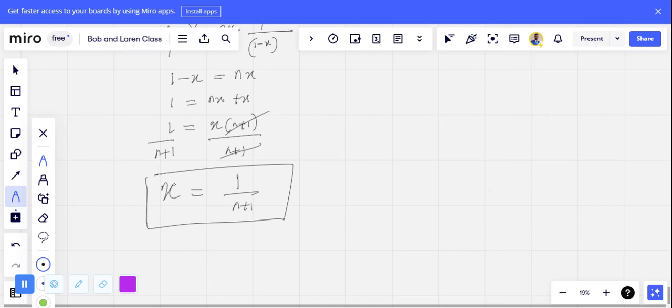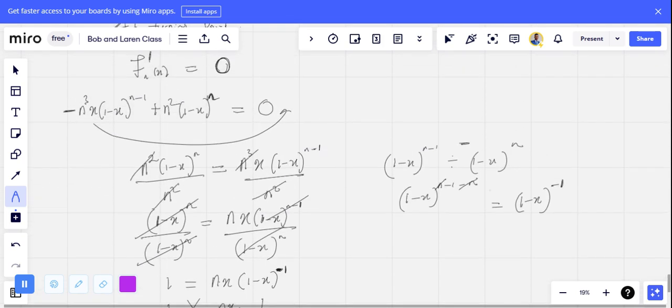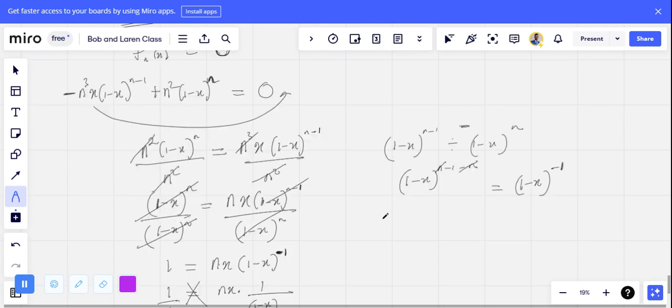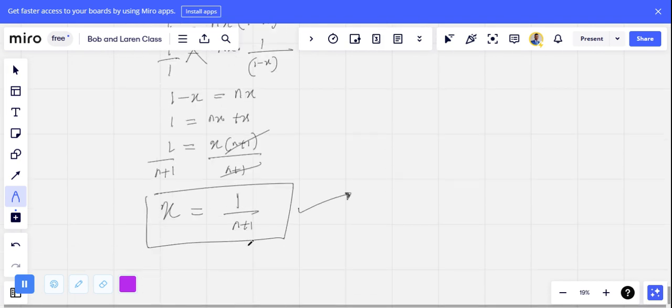So welcome guys. In continuation to where I stopped, I later got my x to be equal to 1 over n plus 1, which is the turning point, the first stationary point I got. n actually ranges from 1 to infinity, right? n starts from 1 to infinity, so it can be 1 over 2, 1 over 3. So I got a particular stationary point here.